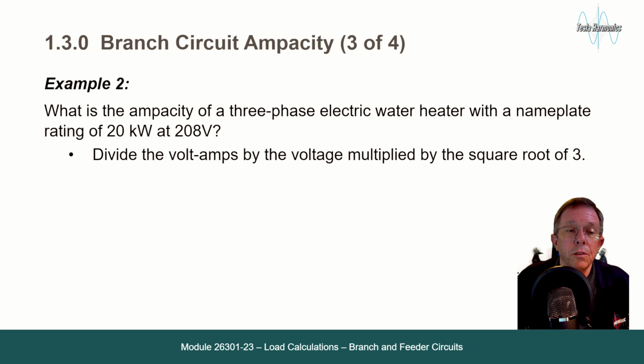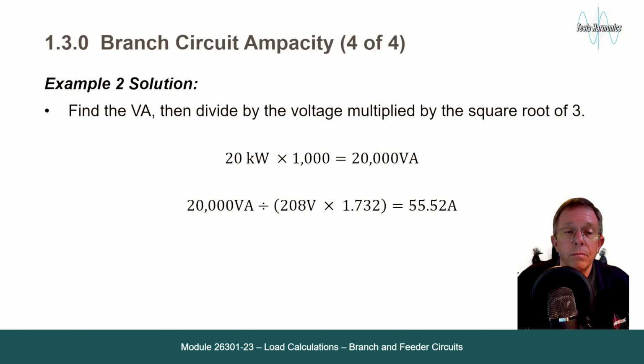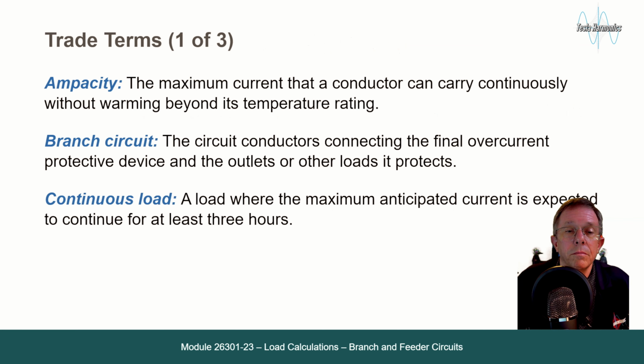Example 2. What is the ampacity of a 3-phase electric water heater with a nameplate rating of 20 kW at 208 volts? We will divide the volt amps by the voltage multiplied by the square root of 3. 20 kW times 1000 equals 20,000 VA. 20,000 VA divided by 208 volts times 1.732 would equal 55.52 amps.